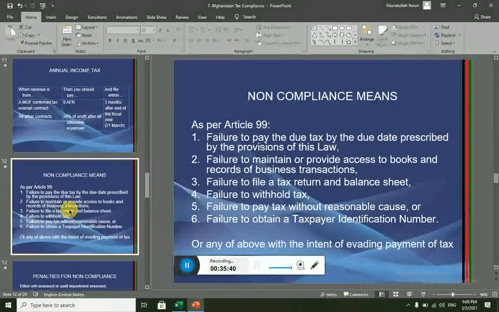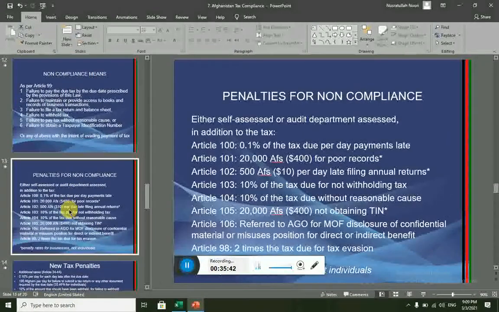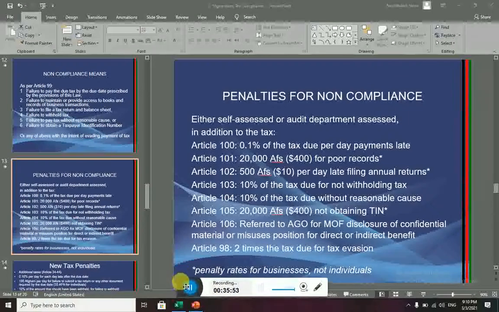All right. So when you are non-compliant, right? If an entity is non-compliant, they'll face certain types of penalties in Afghanistan, right? Either a self-assessed penalty, or the audit department will assess the penalties.